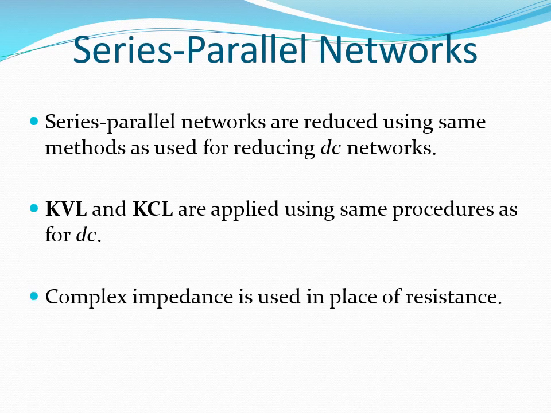Generally, in the analysis of AC networks, series parallel networks are reduced using the same approaches as those used for reducing DC networks. Secondly, KVL and KCL are applied using the same procedures as those for DC networks. In both cases, complex impedance is used in place of resistance.